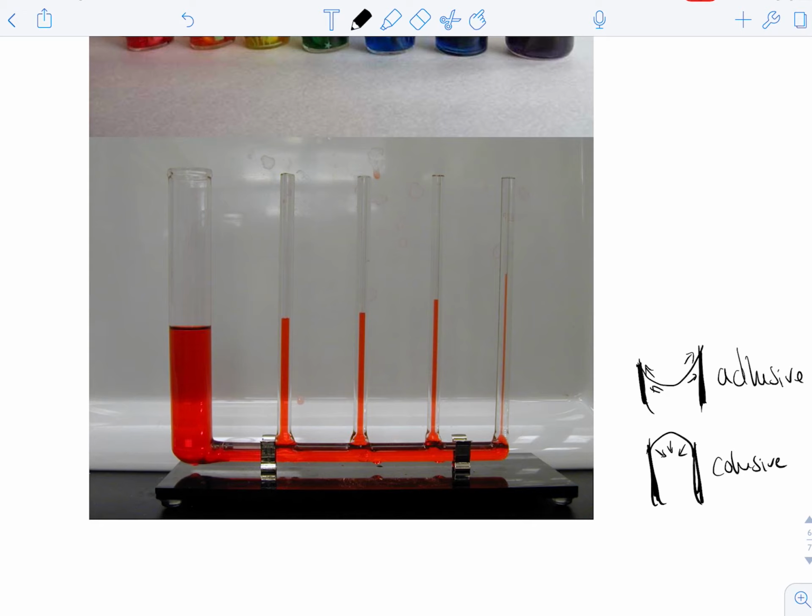When we have a smaller amount of liquid, gravity is not going to affect it as much, so we'll have a higher rise of that liquid. And then as we get a larger and larger tube, a wider tube, gravity is going to have more effect and it's not going to go up as great.